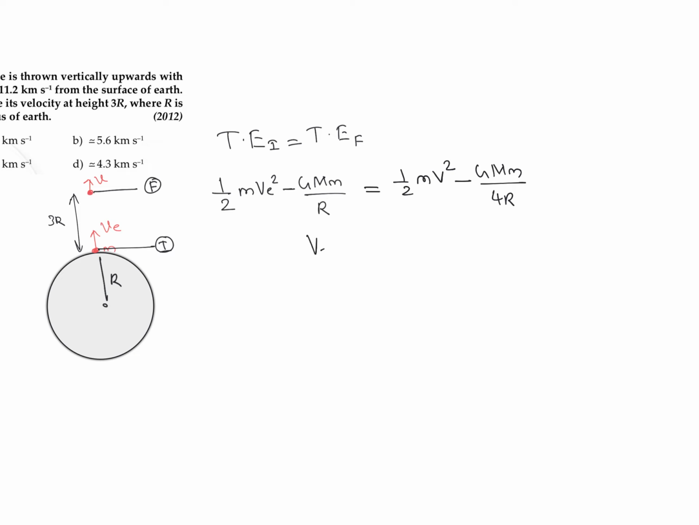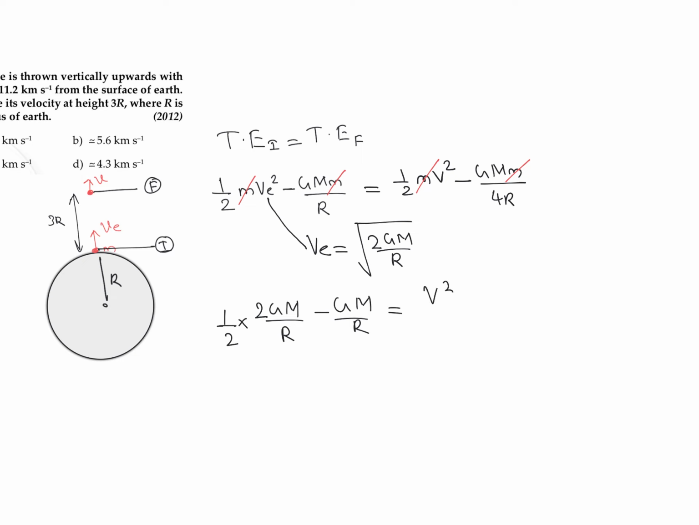Now we can put the value of escape velocity. We know that the escape velocity is the square root of 2GM divided by r. We substitute this value, and we can cancel the m's over here. So we can write half into 2GM divided by r, minus GM by r, is equal to v square divided by 2 minus GM divided by 4r.